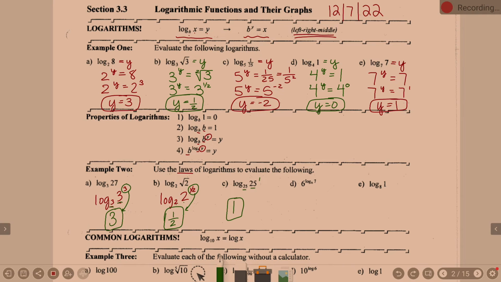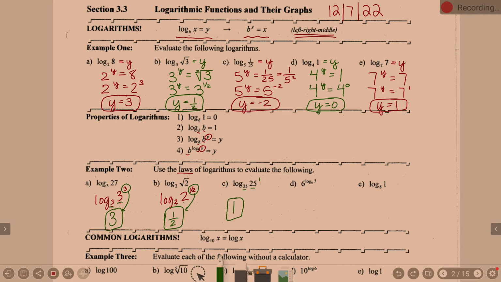Do we need to say y equals? You can, you don't have to. All we're saying is log base 25 of 25 equals 1. That's what this log equals. Up here I was including a y because we could set up an equation, but I haven't been setting up an equation. I'm just trying to simplify the log. But if you put y equals, that's fine.